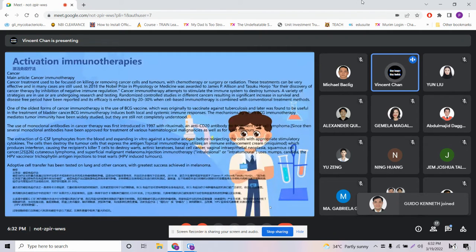Injection immunotherapy uses mumps, Candida, and the HPV vaccine or trichophytin antigen injections to treat warts, HPV-induced tumors. Adoptive cell transfer has been tested on lung and other cancers, with greatest success achieved in melanoma.